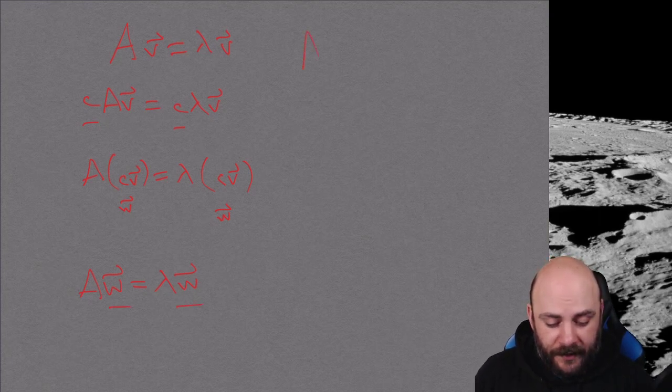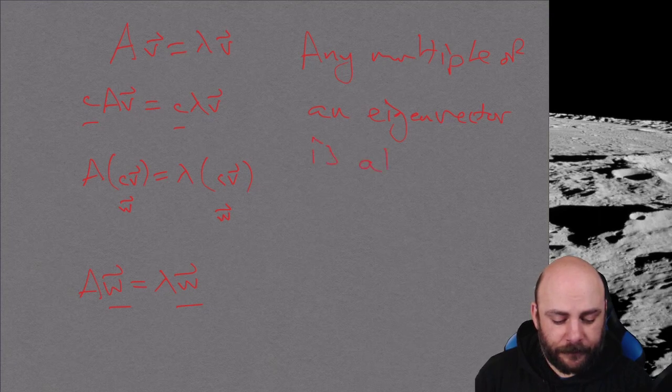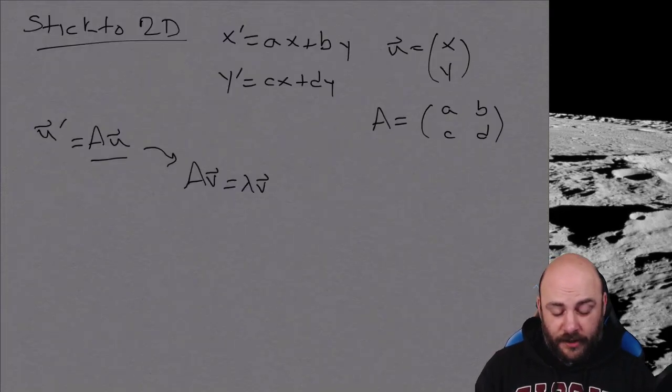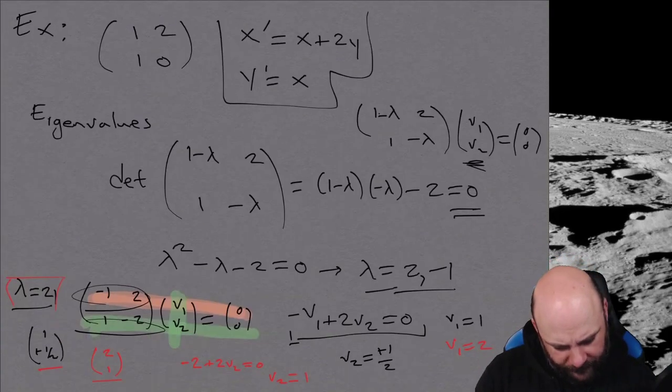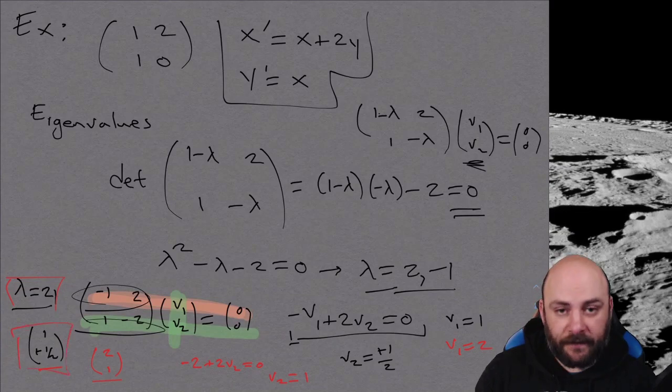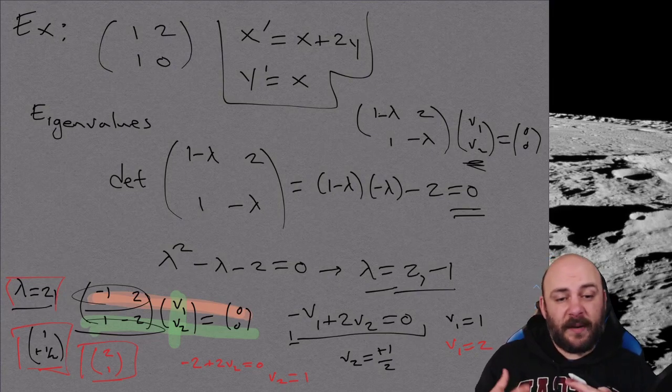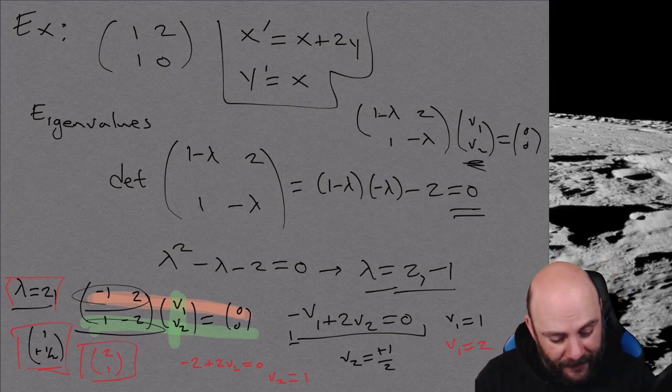So the moral of this story is any multiple of an eigenvector is also an eigenvector. So once you have your vector, whether or not you chose cleverly at first, it doesn't matter. If I didn't choose cleverly at first and I get (1, 1/2), or if I did and I get (2, 1), doesn't matter. Just go ahead and pick the form that you like the best.